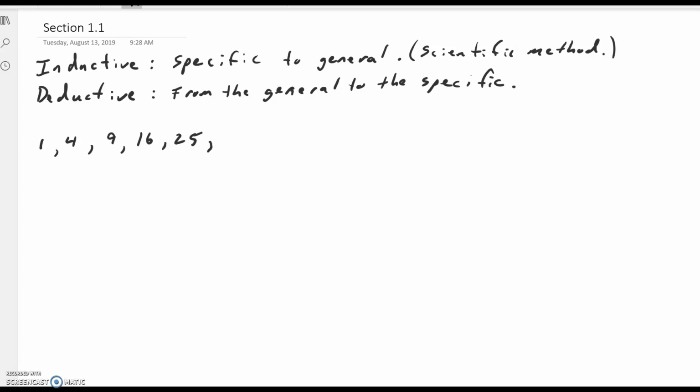In section 1.1, we study inductive reasoning, which goes from the specific to the general, and deductive reasoning, which goes from the general to the specific. Often, as an example of inductive reasoning, you're given a pattern and asked to find the idea behind the pattern.